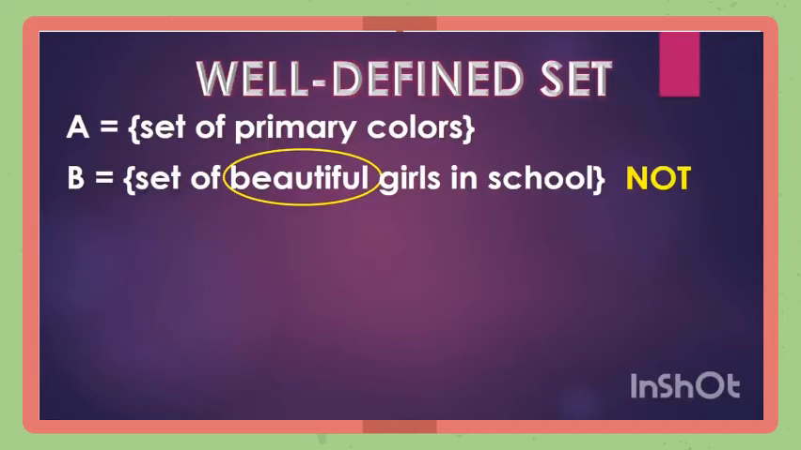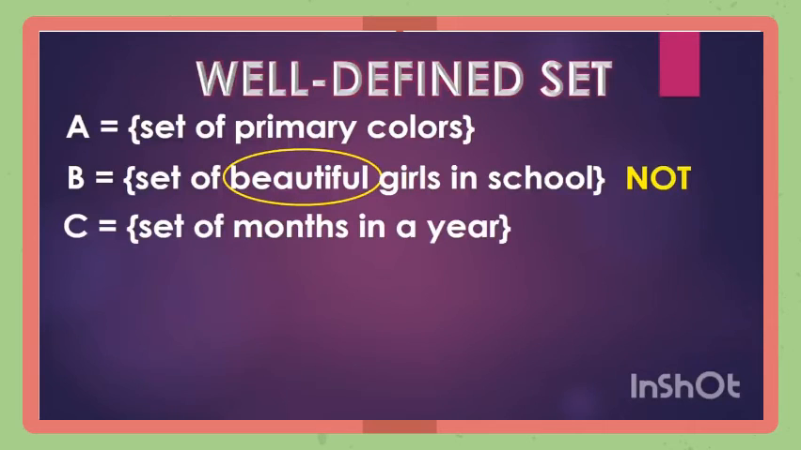Okay, tip. Malalaman natin na hindi well-defined siya if the adjective is present in a given set. So, dito, yung beautiful, that makes the set not well-defined. So, yan ang tatandaan natin. Next, set C, set of months in a year. So, we all know that that is from January to December. So, this is a well-defined set.